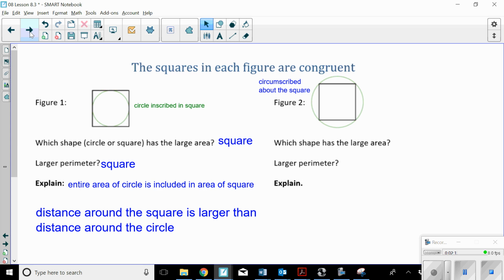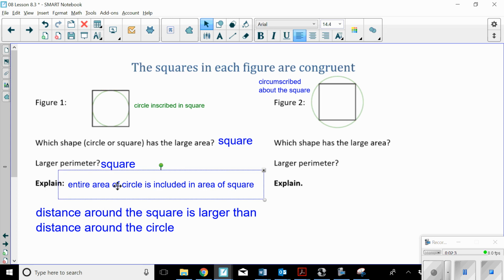So in the first figure, the square has the larger area, the square has the larger perimeter, and the entire area of the circle is included in the area of a square. And then also the distance around the square is larger than the distance around the circle. So this tells us that the area is larger in the square.